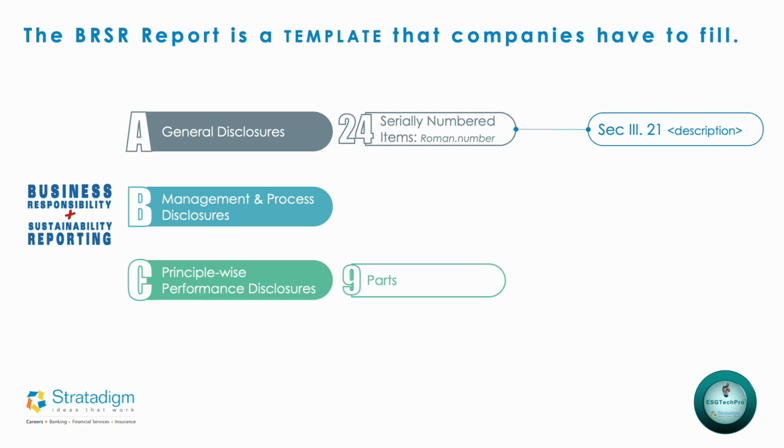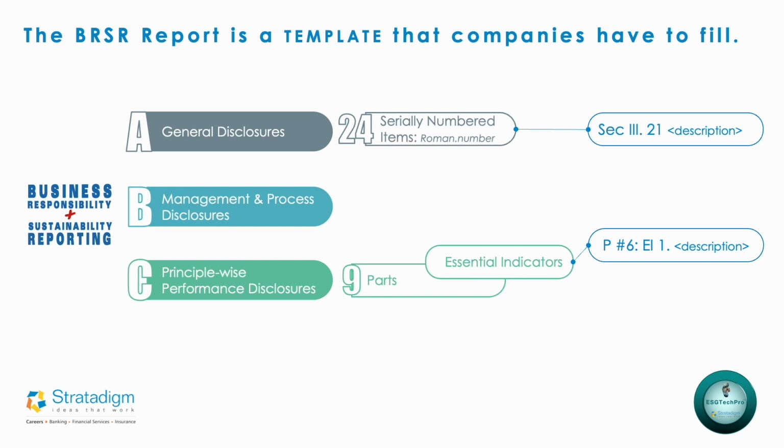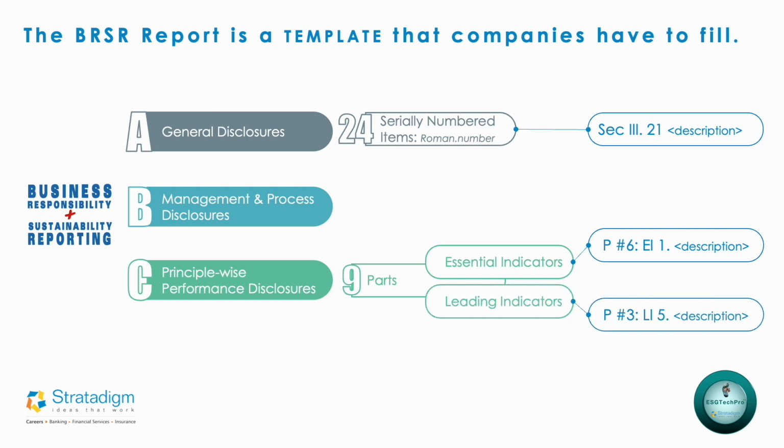Part C, which is the principle-wise performance disclosure, has 9 parts. Each of these 9 parts is divided into essential indicators and leading indicators. Essential indicators are numbered like P6 EI 1, meaning principle number 6, EI stands for essential indicator, serial number 1, and its description is given alongside. The other is leading indicators, numbered like P3 LI 5, which is principle number 3, LI stands for leading indicator, 5 is the serial number. Then we provide a description. The structure of our information is to help you absorb it in a single glance and go to work with it rather than struggle over what it stands for.